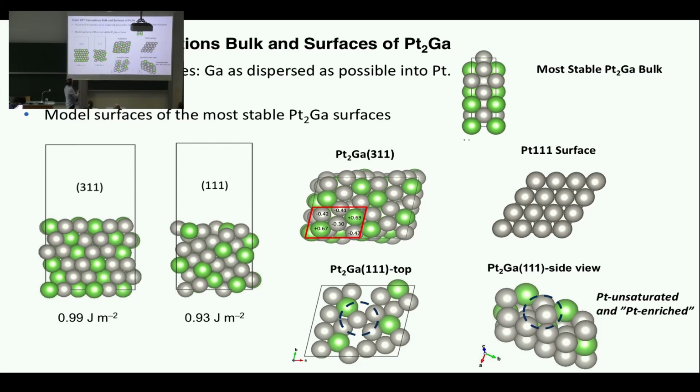So that's what we ran into. We did an extensive exploration of many bulk facets, then surface terminations, and so on. We found that the flat surface, flat with some gallium in it, is a bit more amorphous than the regular platinum 111. And there is also another structure, which has kind of a stepped platinum, platinum enriched, that is also quite stable.